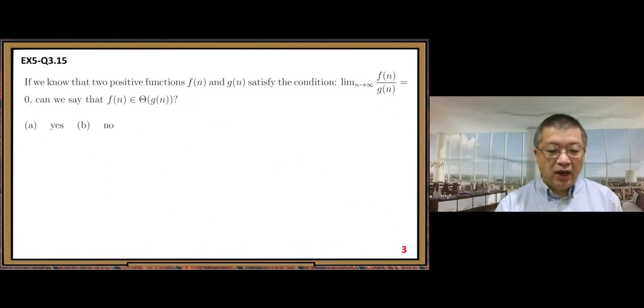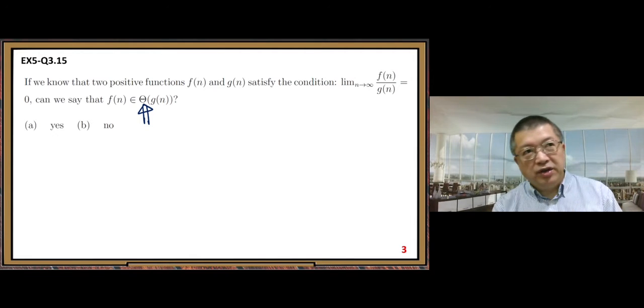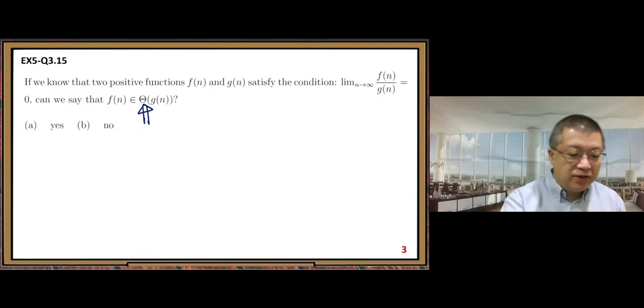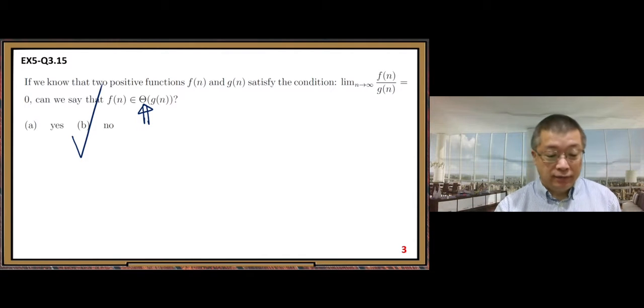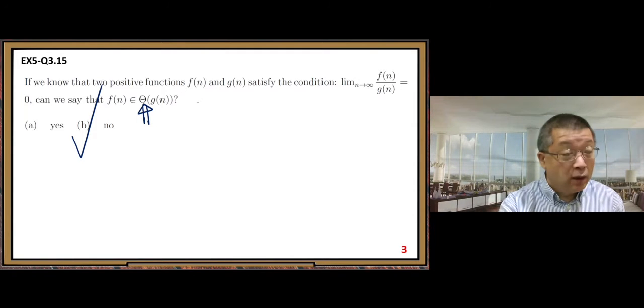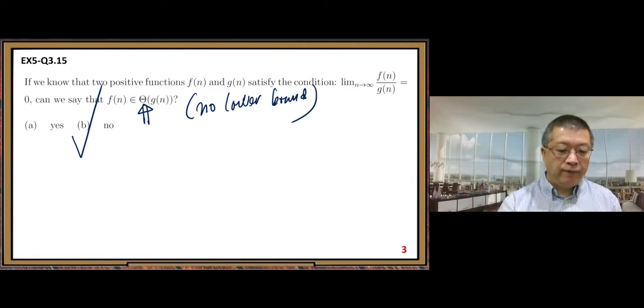Next question. The same condition, but the question now asks about big theta. The answer is no. The reason is very easy: we have the upper bound, but we don't have the lower bound, because big theta requires a lower bound. So here the reason is no lower bound.